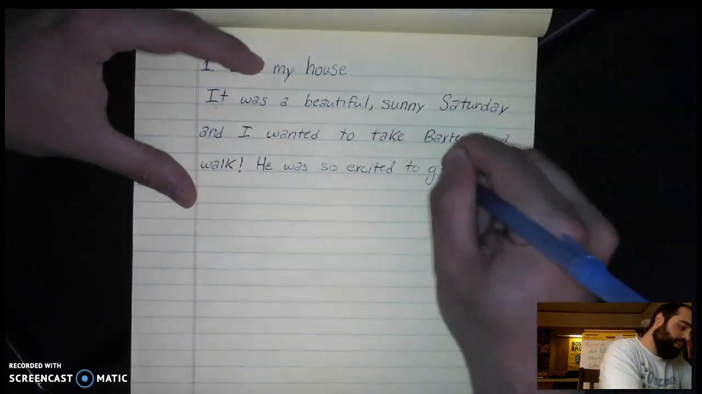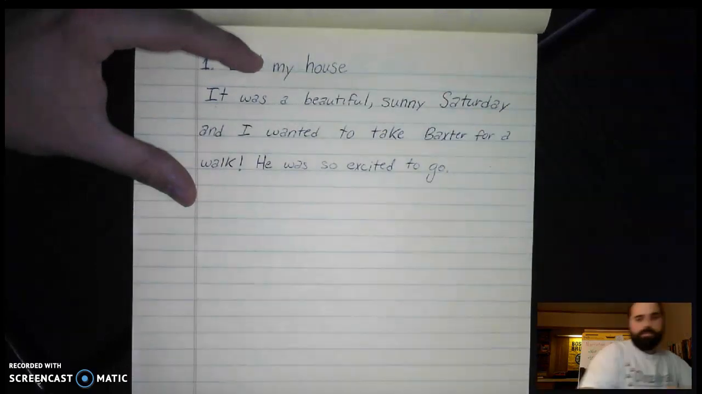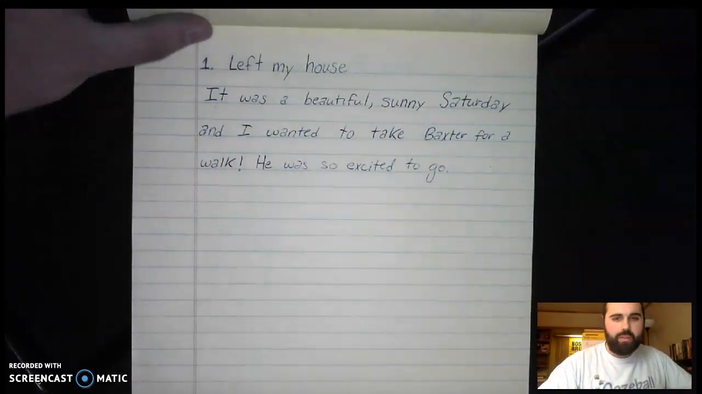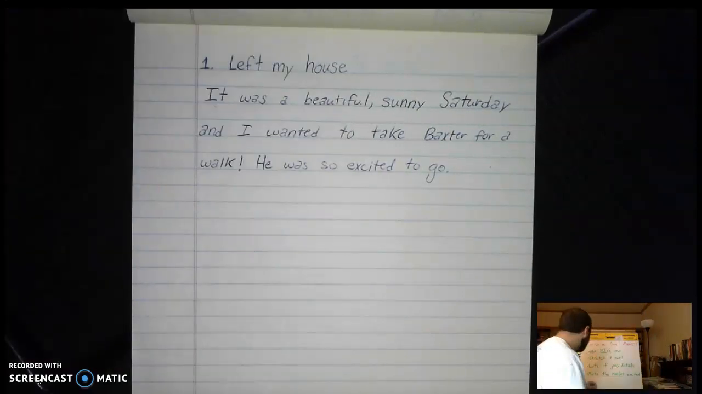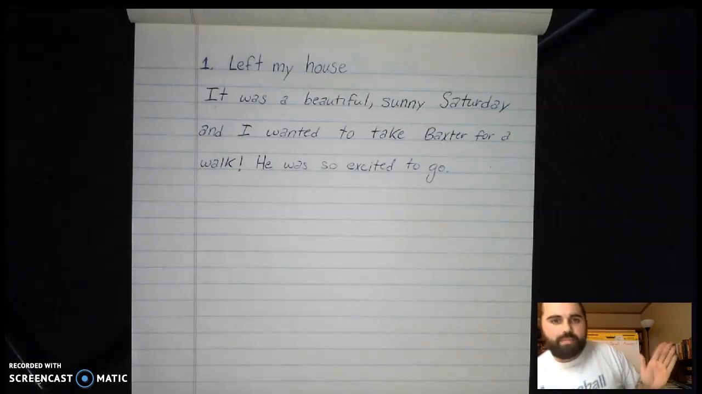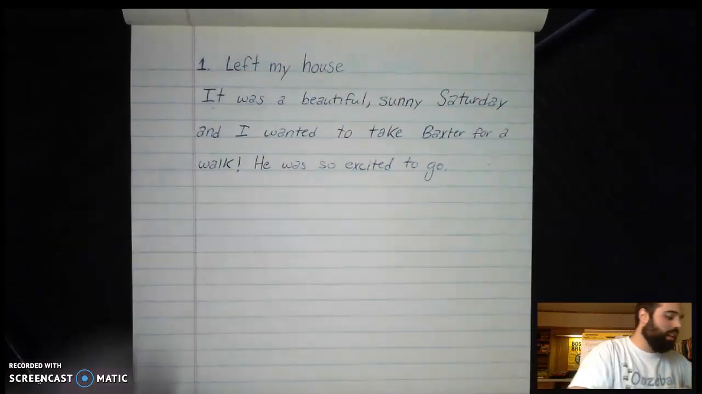to go. Period. Look at that sentence. He was so excited to go. I don't know about you guys, but it doesn't really feel juicy there. That's not really good juicy detail, is it? I haven't quite stretched it out the way I could. So let's go ahead and stretch that sentence out a little bit more.